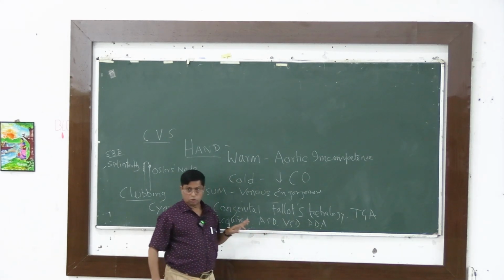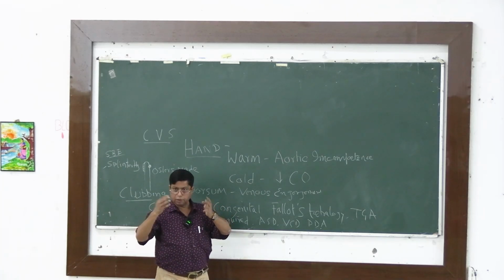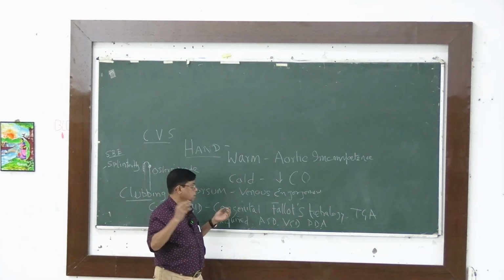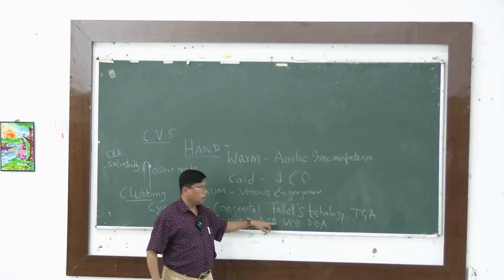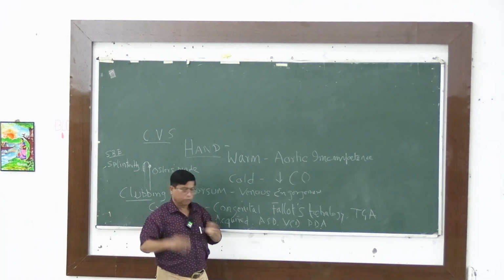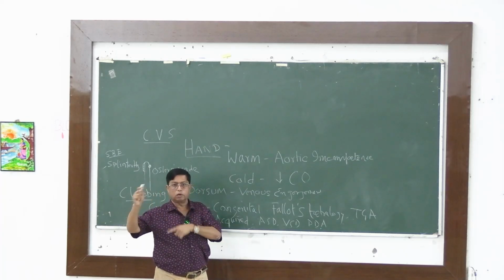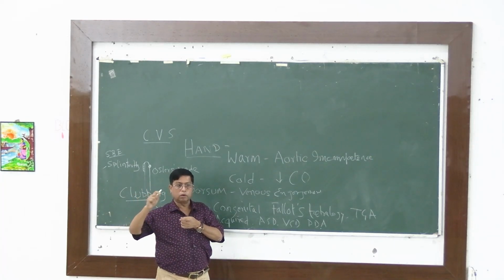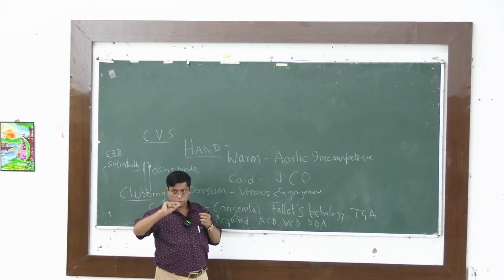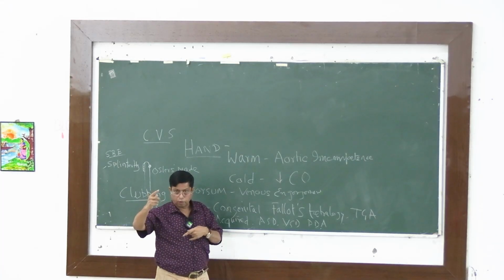PDA is patent ductus arteriosus. You know, ASD means there is an aperture between the left atrium and right atrium. The interatrial septum is pierced. It is a congenital aperture, very common. VSD is ventricular septal defect. There is an aperture in the ventricular septum, between the right ventricle and left ventricle. And PDA, there is a communication between the pulmonary artery and the aorta. That is patent ductus arteriosus. That communication is called the ductus arteriosus. It communicates the pulmonary artery with the aorta.